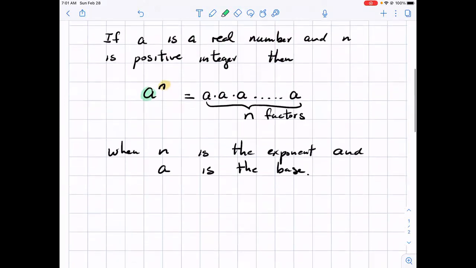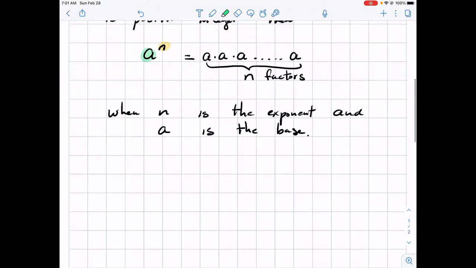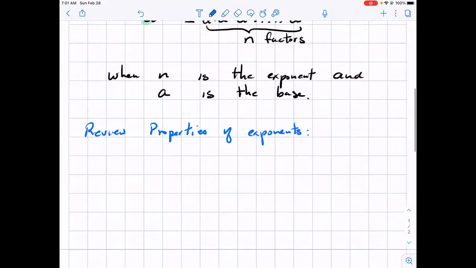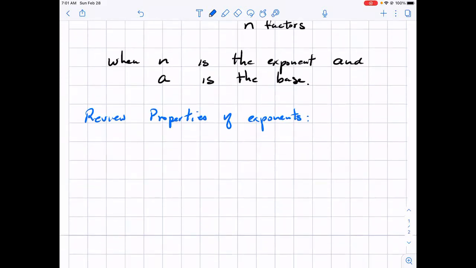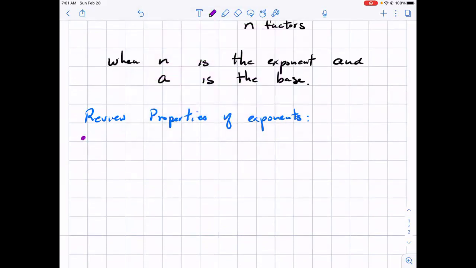Now, there are a bunch of different rules out there, or properties of exponents. So I'm going to quickly review the properties of exponents. There probably are anywhere from 6 to 10 of them. We go back and forth with some of them, but I will only discuss a few of them. The first one we'll talk about is the first one.